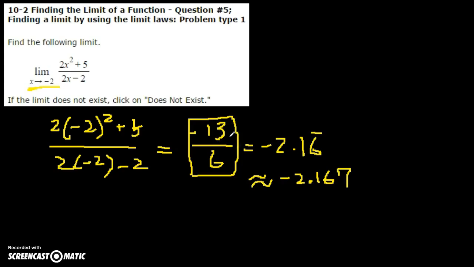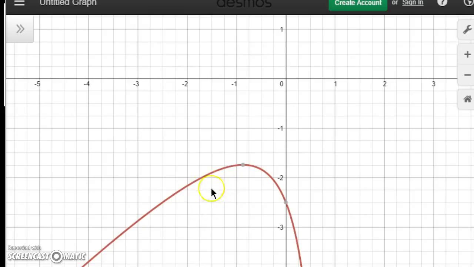From the graph, we can see that when x gets close to negative 2 from the left, I'm approaching negative 13 over 6. And from the right, I am also approaching the same y value. As my x gets close to negative 2, my y value approaches negative 13 over 6. Alright, so let's look at another one.